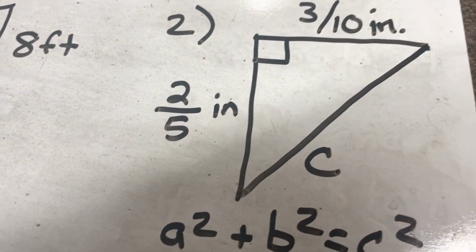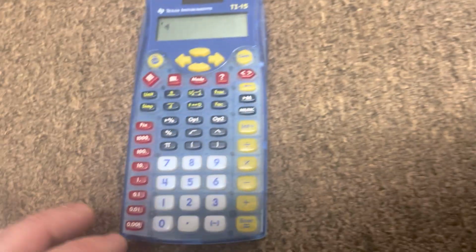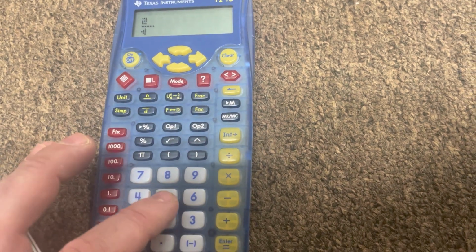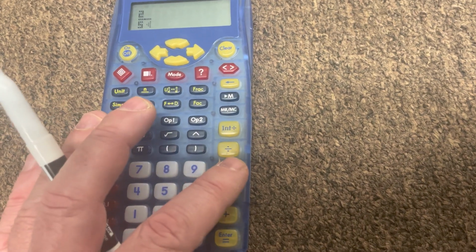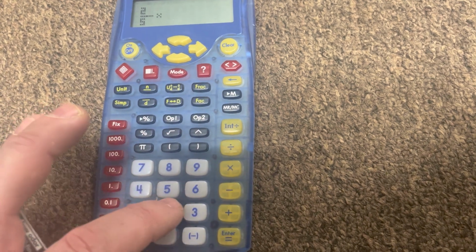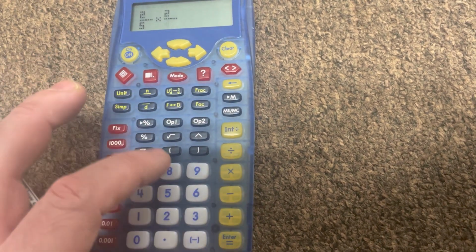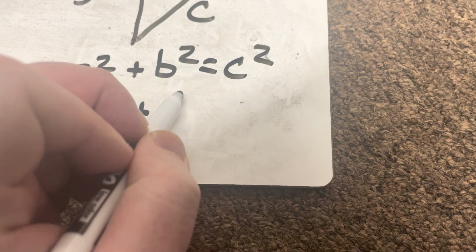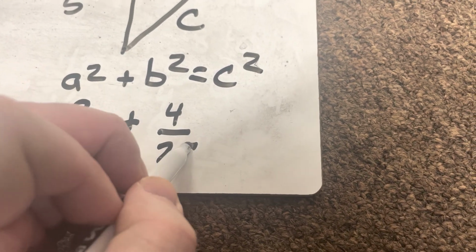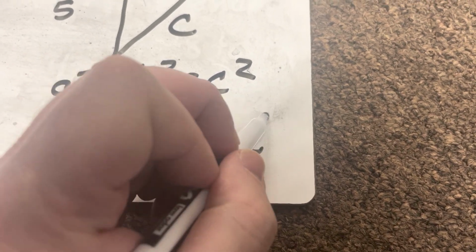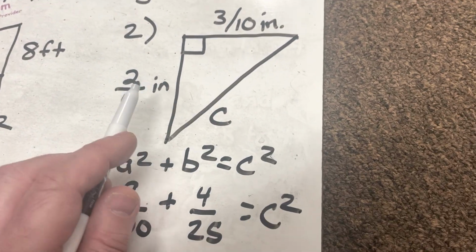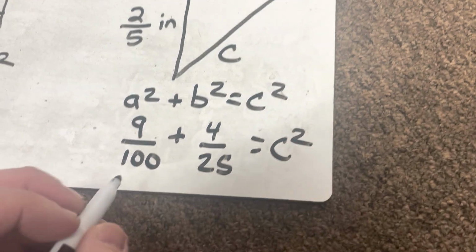Then b squared, we're going to do 2/5 times 2/5. So we're going to come in here, 2, numerator, 5 times 2, numerator, 5, equals, should give us 4 over 25. All right, so we're plus 4 over 25, and that whole thing equals c squared. So we squared 3/10 and got 9 over 100. We squared 2/5 and got 4 over 25.